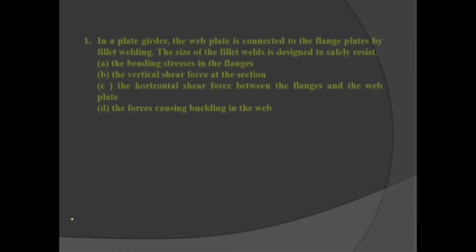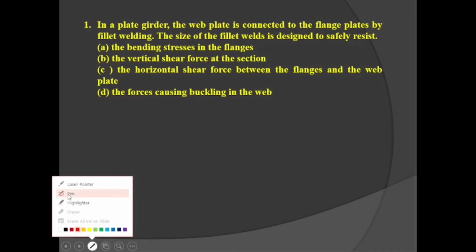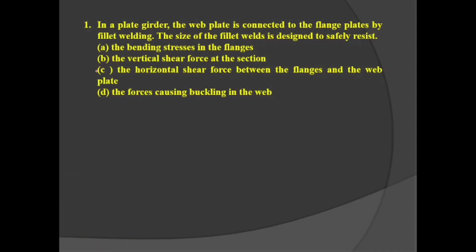So our first question is: in a plate girder the web plate is connected to the flange plates by fillet welding. The size of the fillet weld is designed to safely resist the horizontal shear force between the flanges and the web plates, because the horizontal shear force is the important fundamental. So option C is the correct option, because it is designed to resist the horizontal shear force.